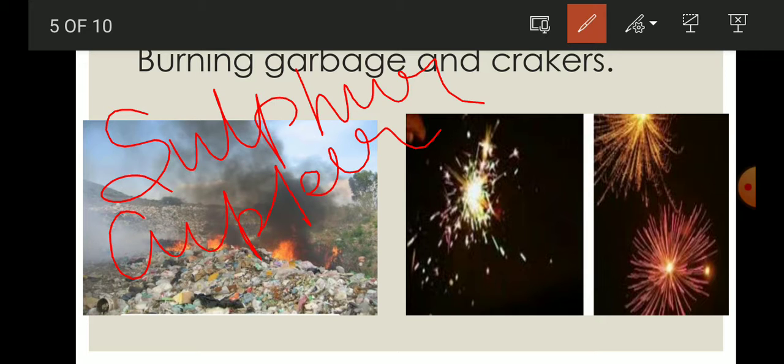Okay, and not only this, but the many harmful gases also contain lead. So all these things are pollution-causing substances which directly emerge into our surroundings when they mix with the atmospheric gases. So yes, do not burn crackers, and also stop burning the garbage in your surroundings.